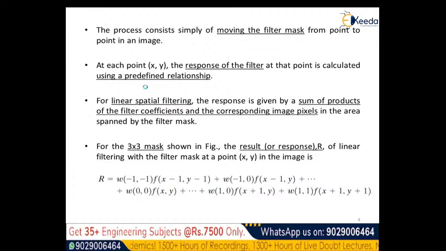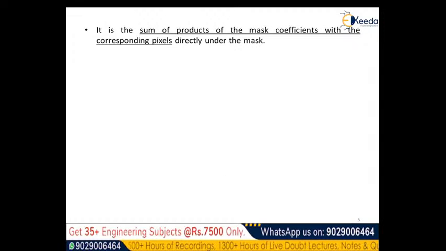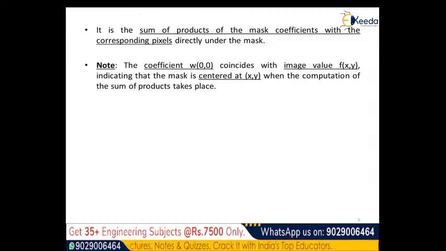Adding certain more information here. The sum of products of the mask coefficients with the corresponding pixels directly under the mask is the very important note here. Along with that, the coefficient at the center, represented by W(0,0), is going to coincide with the pixel under consideration. Out of the 9 pixels, the central pixel is the intended one here, and the remaining 8 others are the neighbors of the concerned pixel here. So this is the note here.